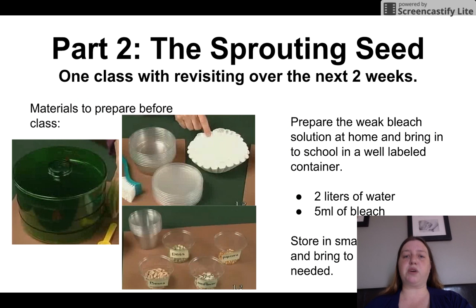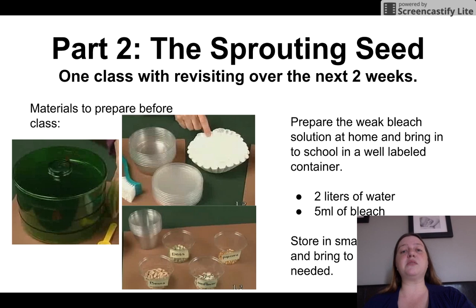Part 2, the sprouting seed. So this is 1 class session with 1 revisiting over the next 2 weeks. You're going to need to have the class sprouter out, familiarize yourself how to use that. You're going to need the mini sprouters, the coffee filters. You're going to need 4 of the seeds that come in the container. Remember to close those seeds back up in the bag when you're not using them. Tape it, put it back in the double bag, and back into the science kit.